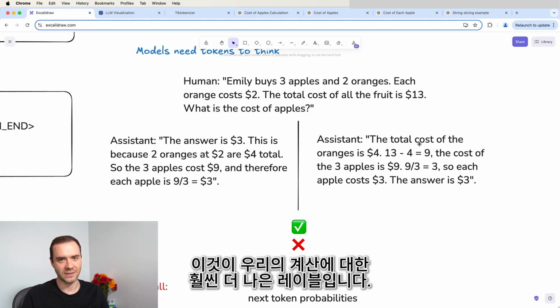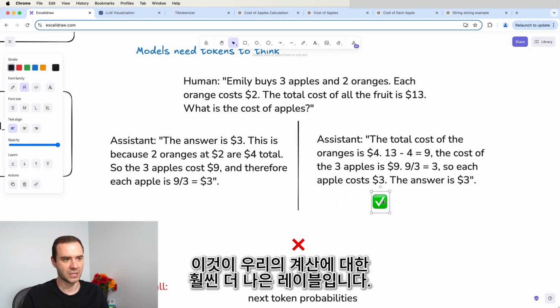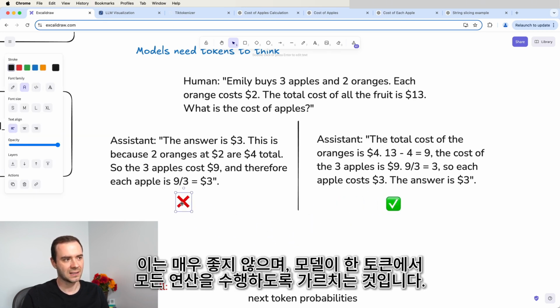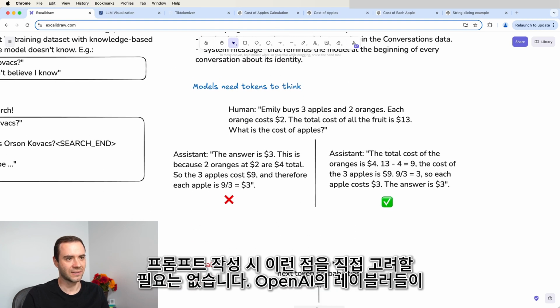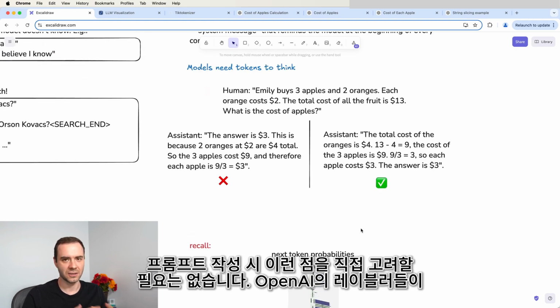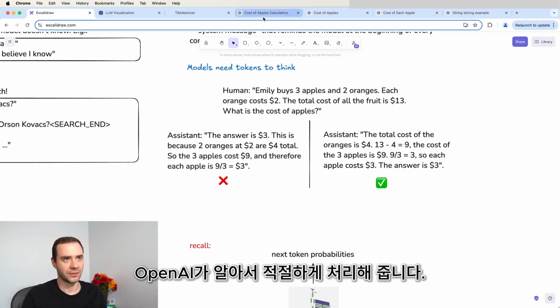So this is a significantly better label for our computation. This would be really bad, and it is teaching the model to try to do all the computation in a single token. So that's an interesting thing to keep in mind. In your prompts, usually you don't have to think about it explicitly, because the people at OpenAI have labelers and so on that actually worry about this, and they make sure that the answers are spread out. And so OpenAI will do the right thing.